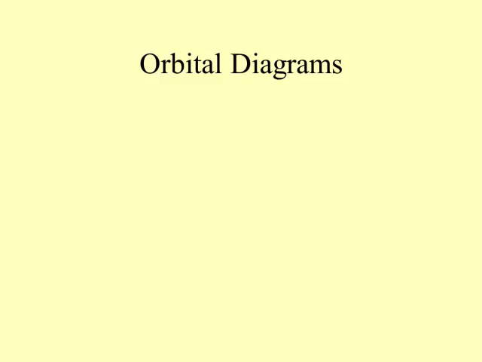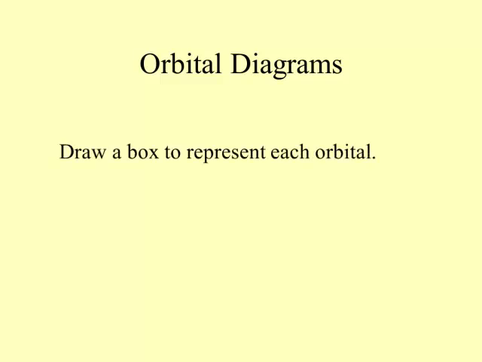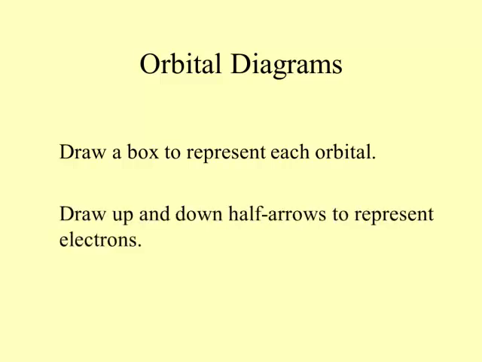Closely connected to electron configurations is the process of drawing orbital diagrams. Electron configurations tell you how many electrons are in an entire sublevel. Orbital diagrams break it down a step further to show you the location of the electrons in each individual orbital. In an orbital diagram, you draw a box or a line to represent each individual orbital. You draw up and down half arrows to represent the electrons.